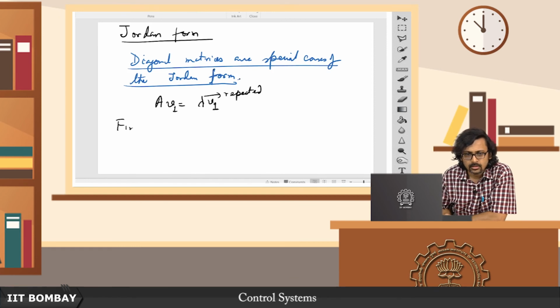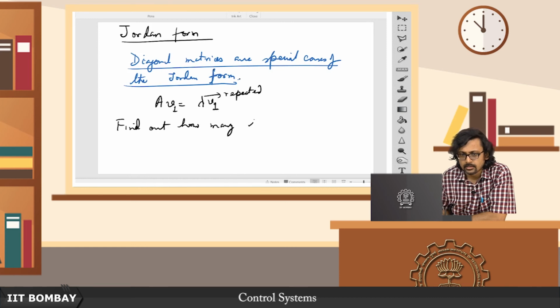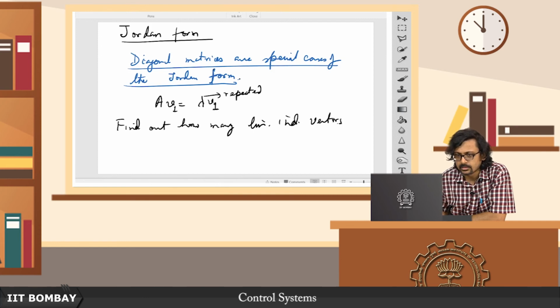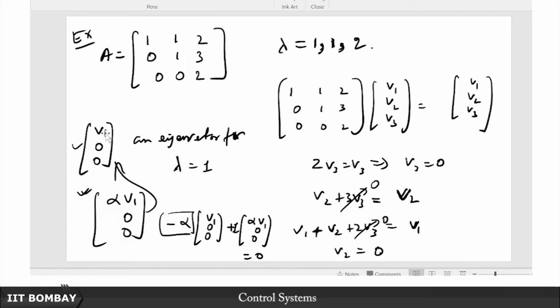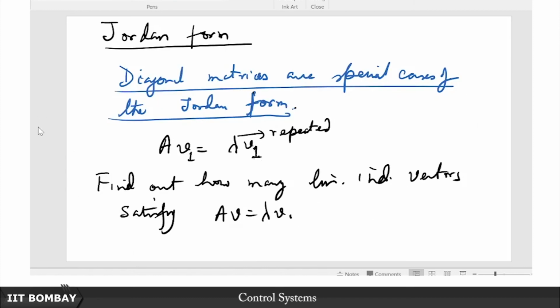So find out how many linearly independent vectors satisfy AV is equal to lambda V. So in our case in this example there is only one such eigenvector, I have seen that, right. Once I have got this V1 0 0, any vector that is the eigenvector must satisfy this condition. This V1 can be anything, but now if you try to cook up any other vector, it must be a scalar multiple of this vector, yeah. So therefore I cannot cook up any more than one linearly independent eigenvector in this case, yeah.